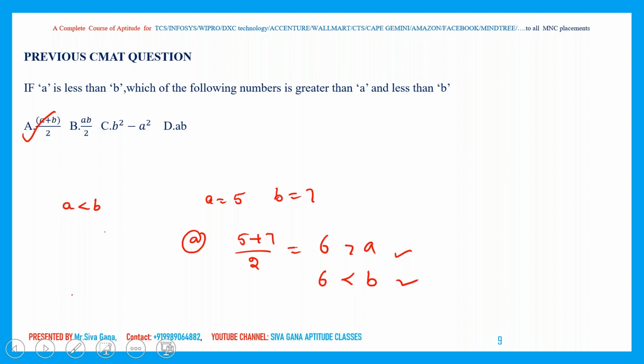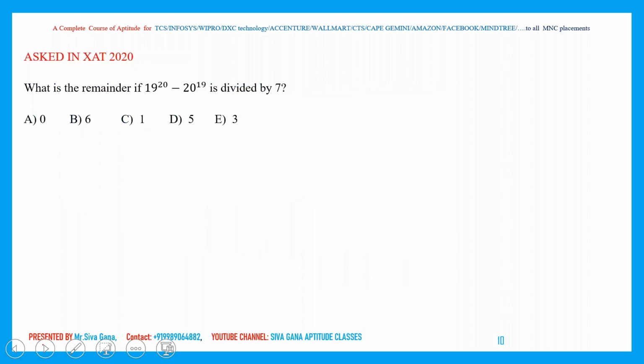A previously asked competitive examination question: what is the remainder if 19 power 20 minus 20 power 19 is divided by 7? First, I am going to check 19 power 20 by 7, what will be the remainder? For 19 by 7, the remainder is minus 2 or plus 5. 7 twos are 14, so the remainder is 5.